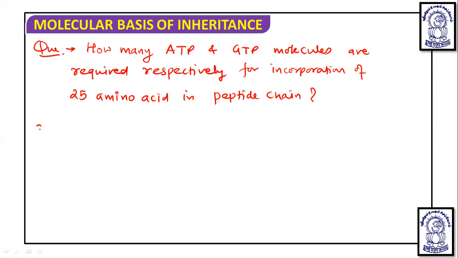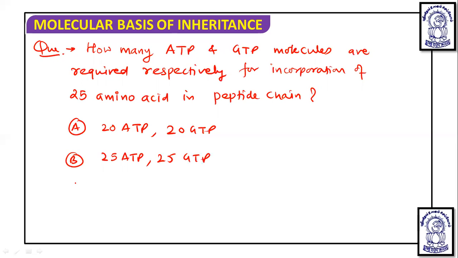Okay, now we know that first we should go with the options, and the given options are: A is 20 ATP and 20 GTP, B is 25 ATP and 25 GTP, C is 50 ATP and 50 GTP, and D is 25 ATP and 50 GTP.